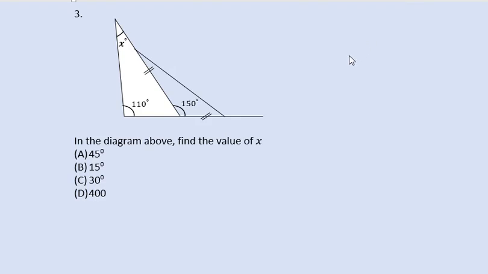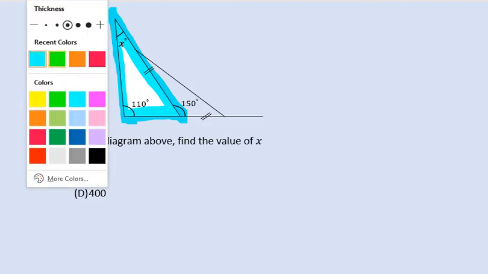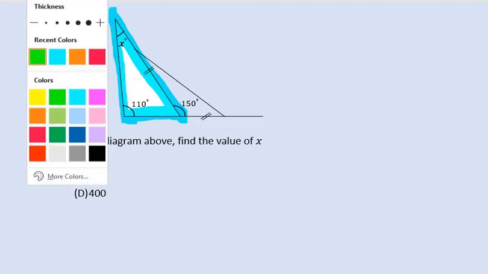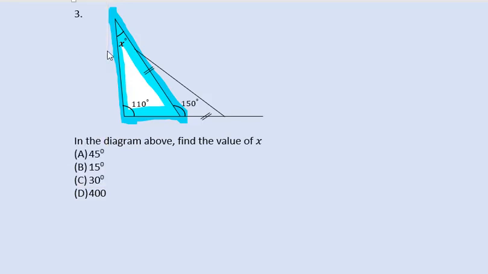Okay, the next question is from triangles. We'll have two triangles meshed together. Let me just get my highlight and show something. Now you watch this triangle. Look at this and this. This is the first triangle, right? Just a moment. We have another triangle from here. Watch up to this point.